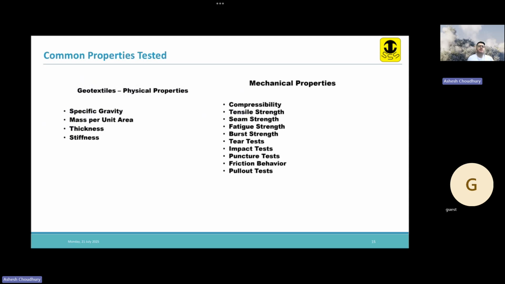Now these are some of the basic properties of geotextiles: physical properties and mechanical properties, both of geotextiles. So we have physical properties: specific gravity, mass per unit area, thickness and stiffness. Mechanical properties: compressibility, tensile strength, seam strength, fatigue strength, burst strength, tear test, impact test, puncture test, friction behavior, and pull-out test. That's a huge area of properties.